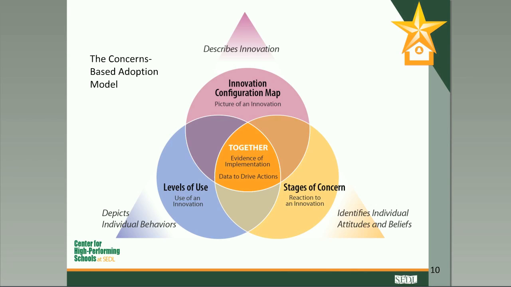Pictured here are the 3 diagnostic dimensions of CBAM. The innovation configuration map describes what an innovation looks like in practice. The stages of concern gives us a sense of the attitudes and beliefs individuals have about a new practice. And levels of use provides information that describes the actions or behaviors of individuals related to the new practice or program.